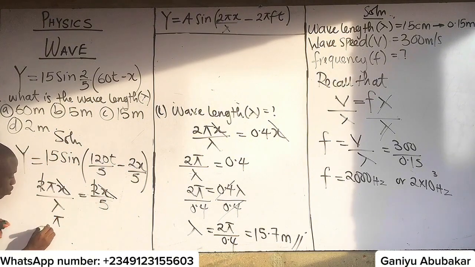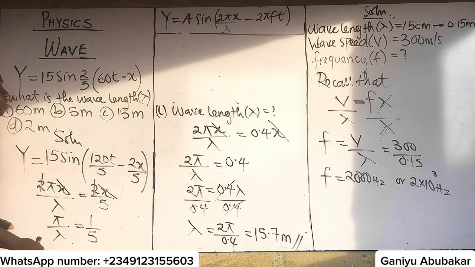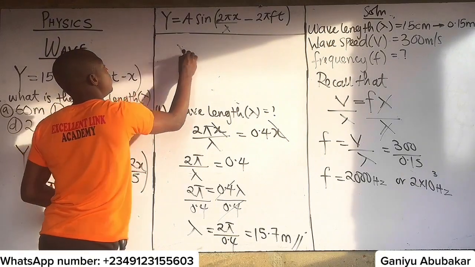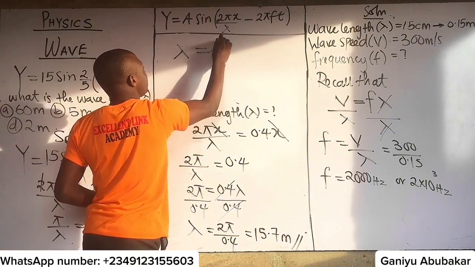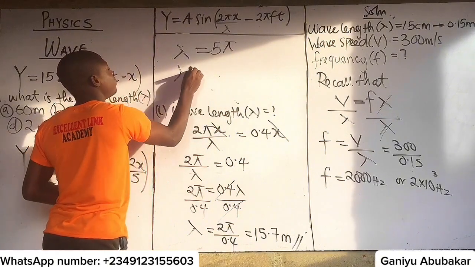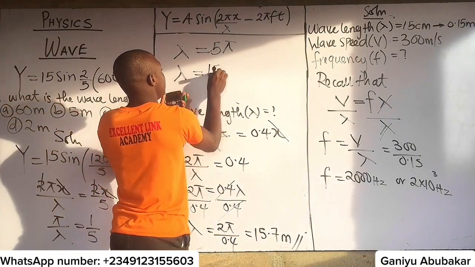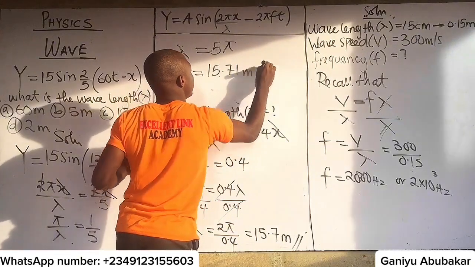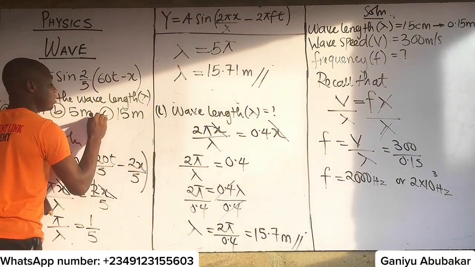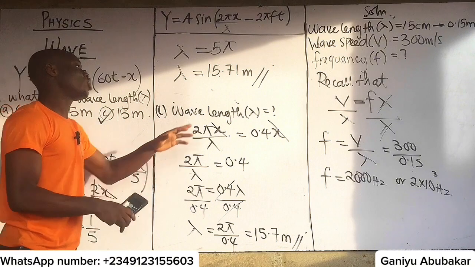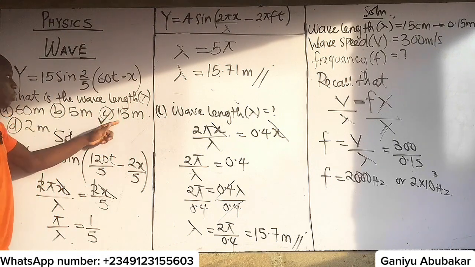Pi over lambda is equal to what? 1 over 5. If I multiply this through, I'll have that 1 times lambda will give lambda, equal to pi times 5, which will give 5 pi. Multiply the 2. Lambda is equal to 15.71 meters. Of course, from the options I'm seeing here, option C is my answer. Option C is my answer. If I approximate this, it will give me 16. But we assume that since I'm seeing this kind of option here, then option C should be my answer.